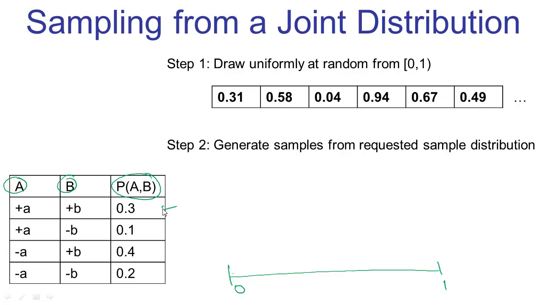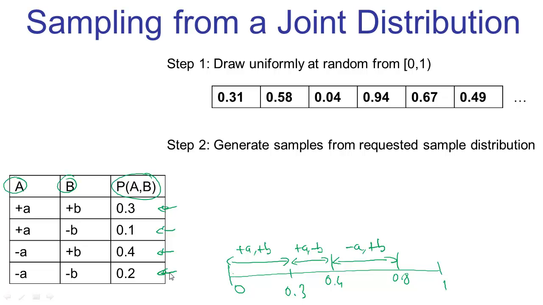In this case, again, we start with the first row, plus A plus B, with probability of 0.3, so the interval from 0 to 0.3 is assigned to plus A plus B. Next entry, plus A minus B, has a probability of 0.1, so from 0.3 through 0.4, we have plus A minus B. Next one, minus A plus B, a probability of 0.4, so from 0.4 through 0.8, we have minus A plus B. Last one, probability of 0.2, so from 0.8 through 1, we have minus A minus B.